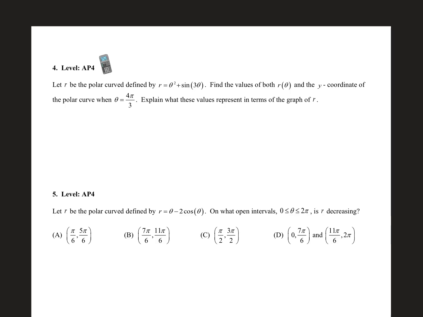4. Let R be this curve defined by this. Find the values of r theta at the y-coordinate of the polar graph at 4 pi over 3. Explain what these values represent in terms of the graph r. Okay, so if that's r, then we know y is equal to r sine theta. r is this value. Now this is a calculator problem, so you can go ahead and take the derivative in your calculator.